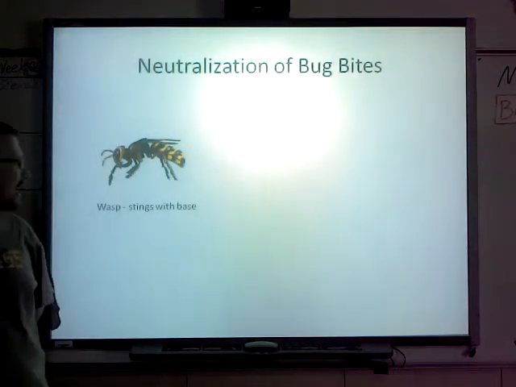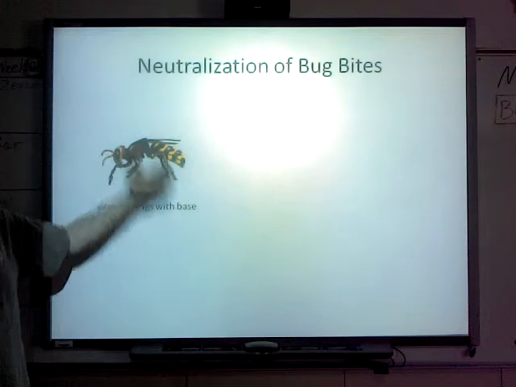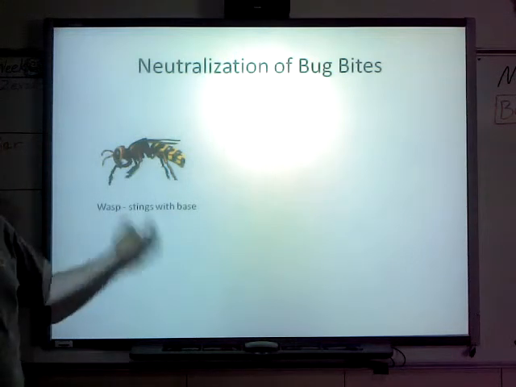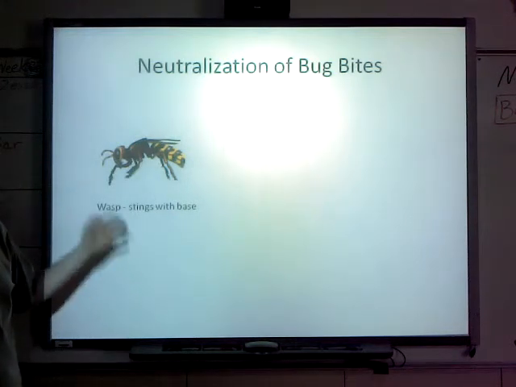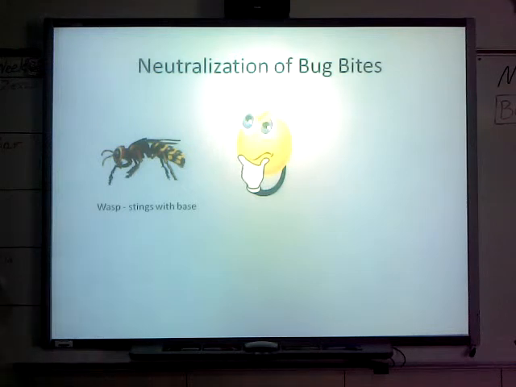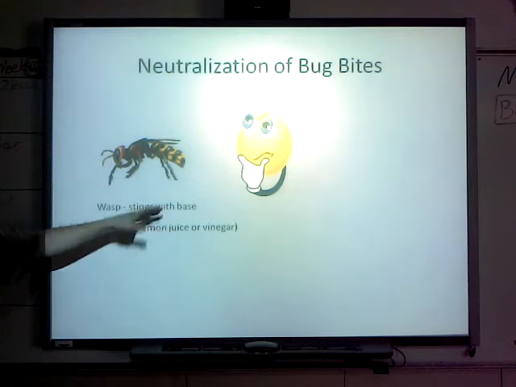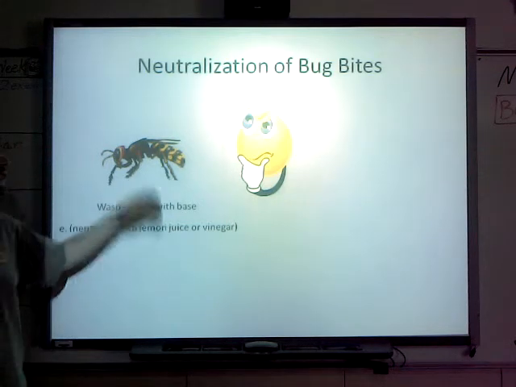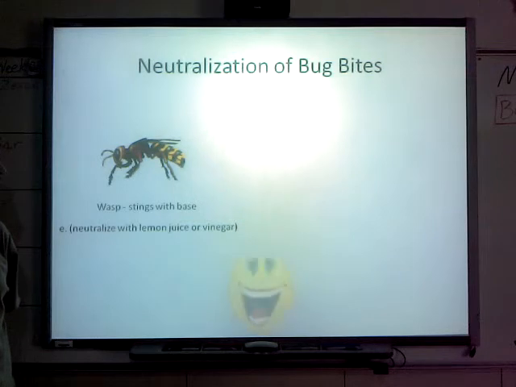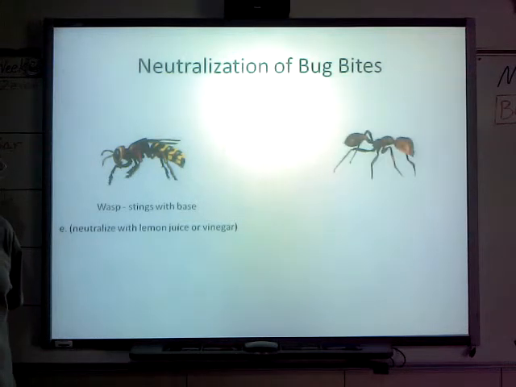Whenever wasps sting you, they have a poison that is basic, so you can take some of that sting out by treating it with something acidic to neutralize it. We can use lemon juice or we can use vinegar, which are both weak acids that you probably have around the house, to help take the sting out of a wasp sting.